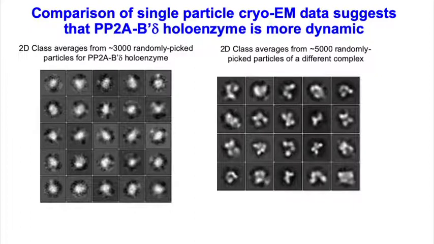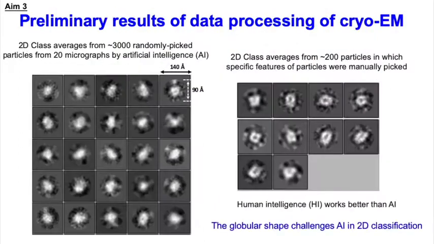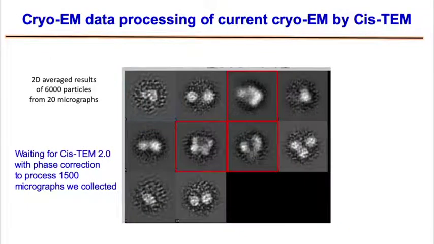But it's not simply because it's dynamic. It's also because the artificial intelligence in the Relion program is not very good at the 2D class averages for this complex. If we do manual picking, we can start to see the shape of the particle just by picking them one by one by eye, but of course it's impossible to do all the data processing that way. So it may be that the globular shape of the complex really challenges the artificial intelligence for 2D classification. Another program performs better.